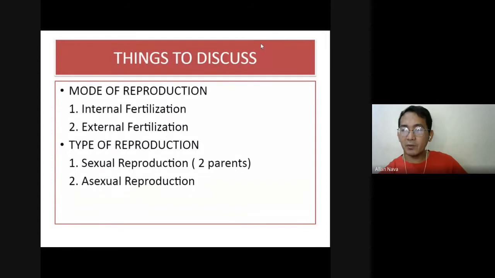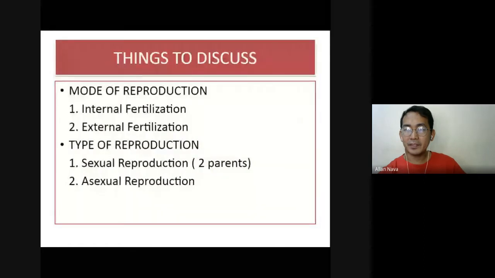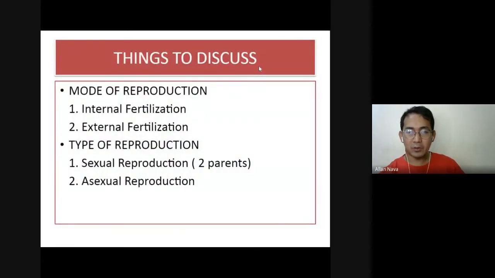In defining words, you need to look for the root word. We have there "in." In means inside, and external means outside. So that is your clue. Again, when we say internal, that is inside. When we say external, that is outside. Did you get it? And then the second word is fertilization. It means fertilization may take place inside or outside of the body.